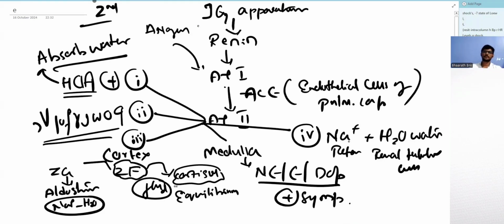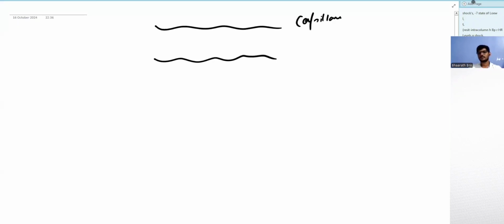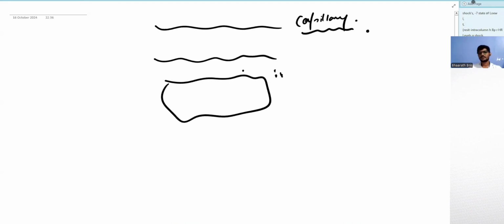This is the second mechanism. And the third mechanism is the release of ADH from the supraoptic nucleus, right? Release of ADH. And the fourth is at cellular level. So at cellular level, what happens is all the body is trying to do is to maintain the fluid within the cell. So this is a capillary, and this is a cell. This is interstitium. Now the fluid has to remain in here.